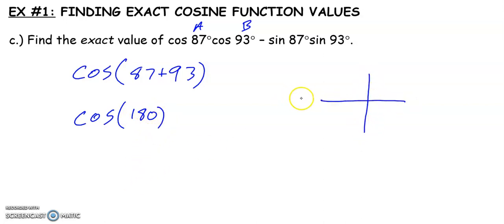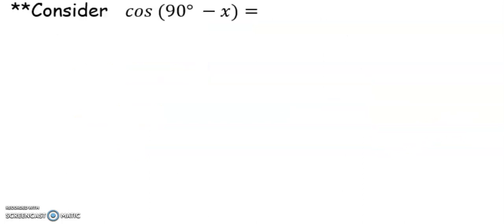The cosine of 180 degrees is way out here at -1, 0. So the cosine of 180 degrees is -1. Man, I can't believe I almost messed that up. So pretty cool. And then just a fun fact, if we're looking at the cosine of 90 degrees minus any value, we are saying 90 is A and X is B.